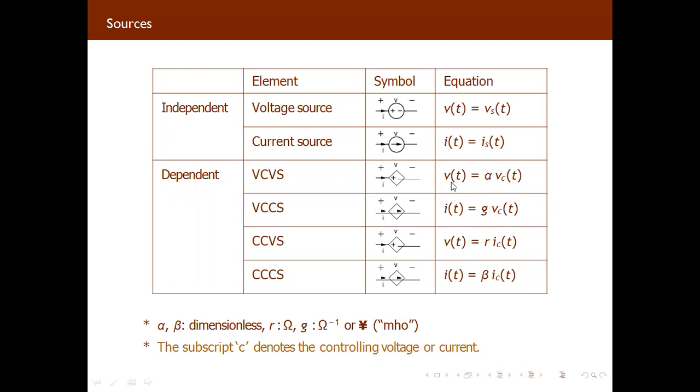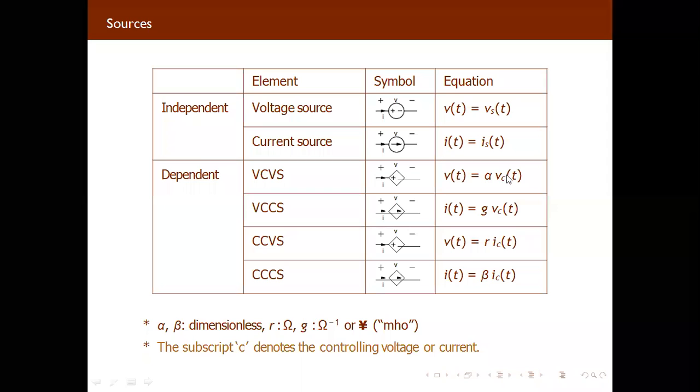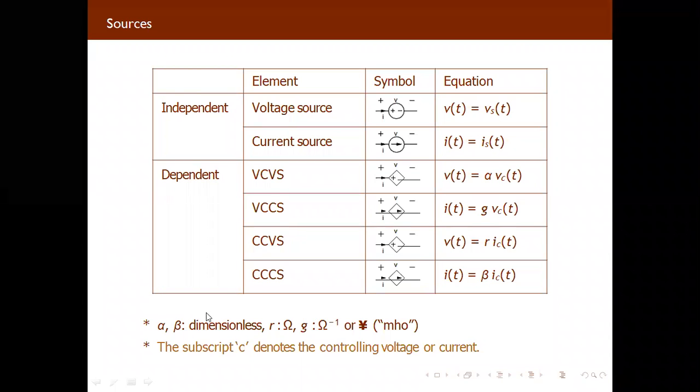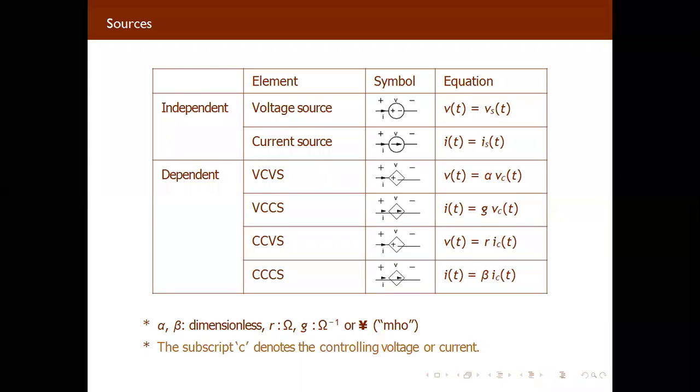If this is dependent on voltage, you will get a voltage equation which depends on voltage, and alpha is nothing but a constant. Here the voltage will depend on a given voltage, so we call it a controlled voltage. If the value of current depends on the voltage, like this, we will get different types of dependent energy sources.